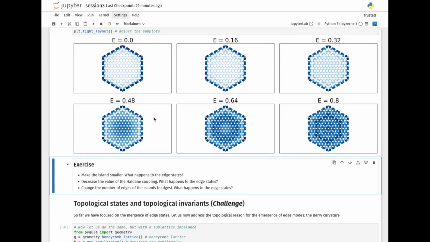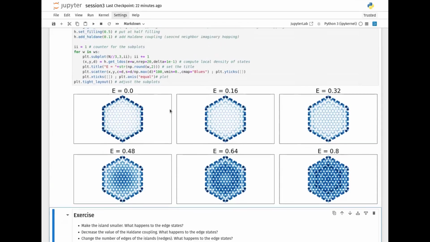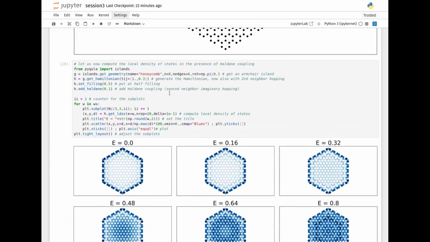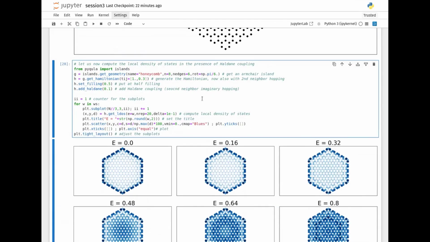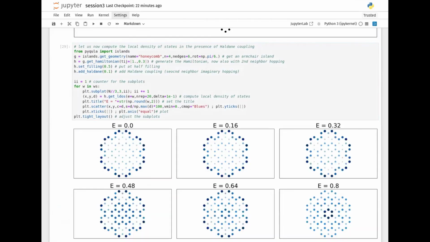And then once we go to energy 0.48 and above, we see that we have mostly bulk states. To make the island smaller, we can just decrease this number. So instead of 8, we can use 4. And if you use 4, you start seeing things that look like bulk states earlier.